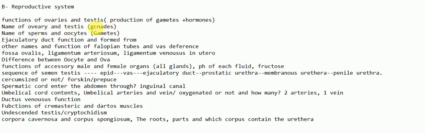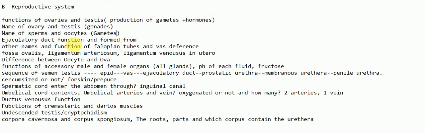And when you say, generally speaking, gonads, gonads means ovaries or testes. So when I say gonads, are you talking about males or females? Male gonads are testes, female gonads are ovaries. And I mentioned for the gametes, male gametes are sperms, female gametes are oocytes.